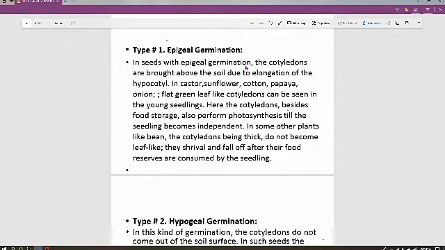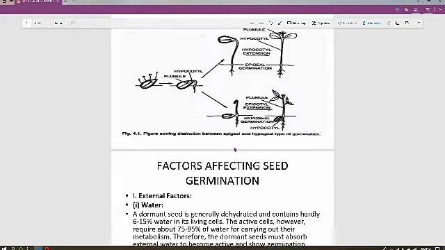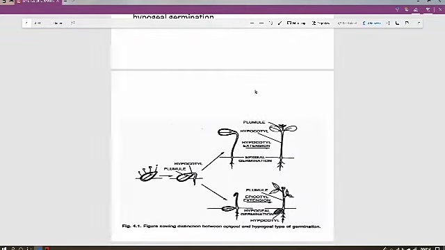In such seeds, the epicotyl, that is the part of the embryonic axis between plumule and cotyledons, elongates, pushing the plumule out of the soil. All monocotyledons show hypogeal germination. Among dicotyledons, gram, pea, groundnut are some common examples of hypogeal germination. This is a diagram showing the distinction between the epigeal and hypogeal types of germination. You can pause the video and see the diagram.